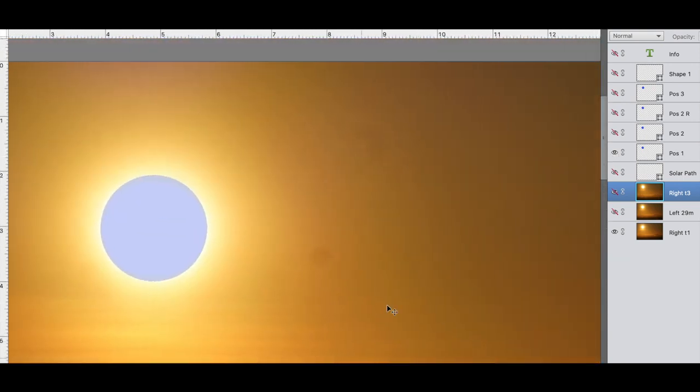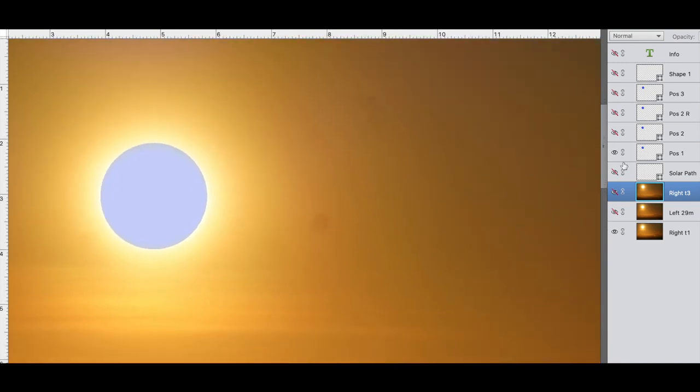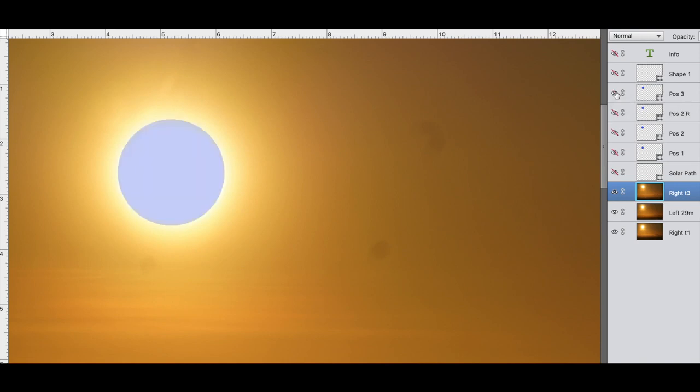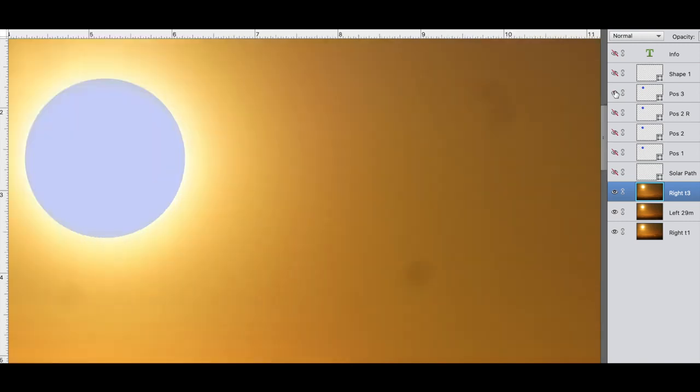So there is the sun, and this is the first right image. Okay, and I have it centered pretty well, as you can see. Now we'll toggle visibility on the second image, and we'll get rid of the first disk and enable the second one. Look at that, almost perfect. Now we'll do the third one and toggle its circle, perfectly overlaid.